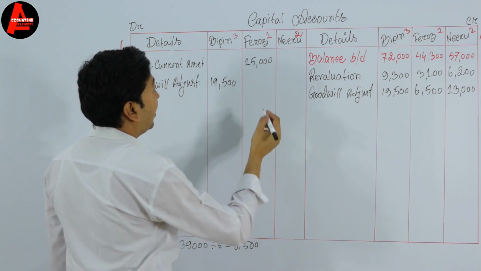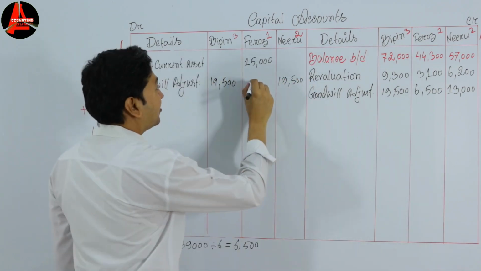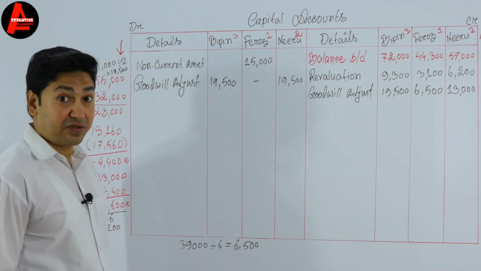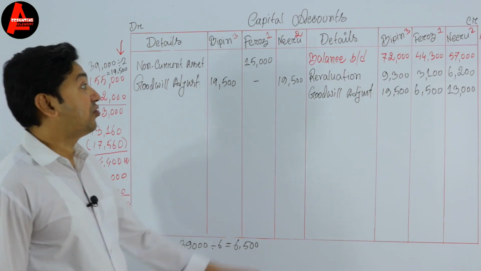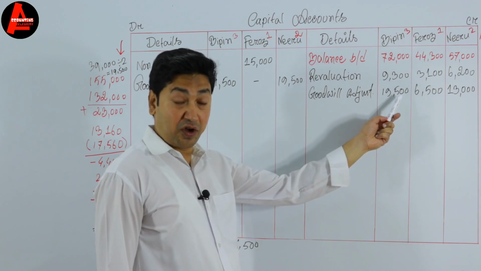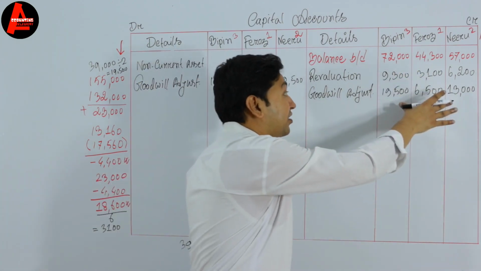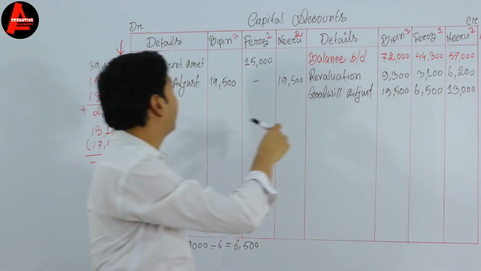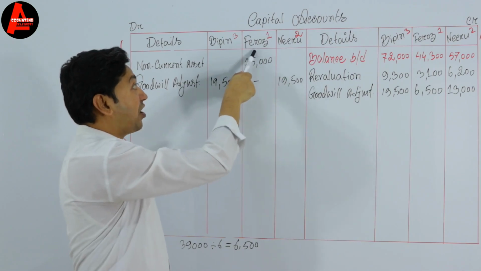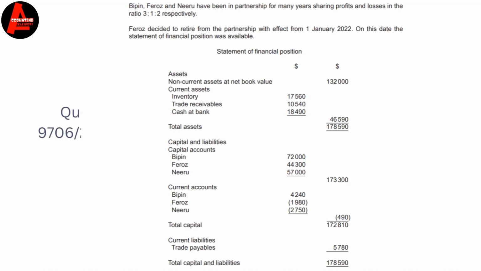Each partner will get the same amount, $19,500 for Bipin and $19,500 for Niro. Now Firoz has 0 amount, because he already retired from the business. So the business received all the amount for goodwill, all $39,000. And from the $39,000, Bipin and Niro received an equal amount, because Niro took the share of Firoz. Okay, great.